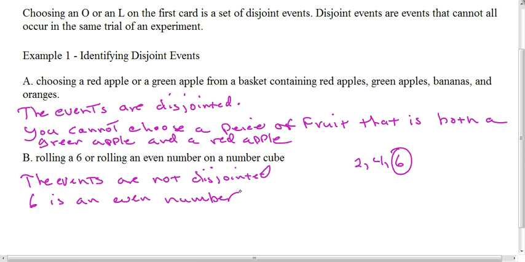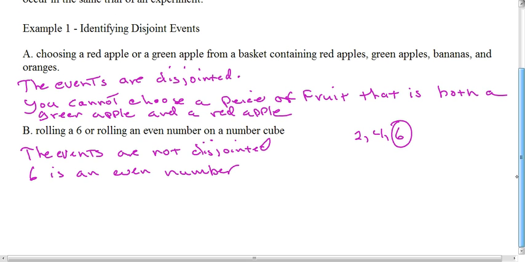The reason they're not disjoint is that 6 is an even number. You can roll a 6 and an even number at the same time, and that's the same thing. So again, the second example is not an example of a disjoint event. Now, the important part is what I want to show you: how we come up with the actual math part.